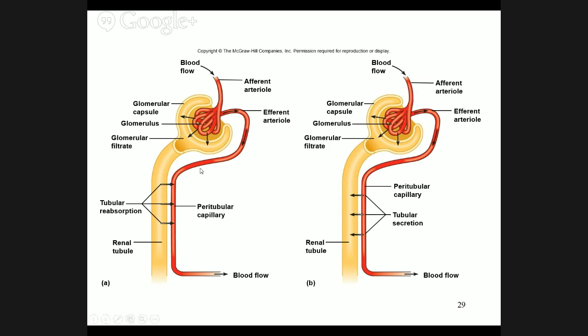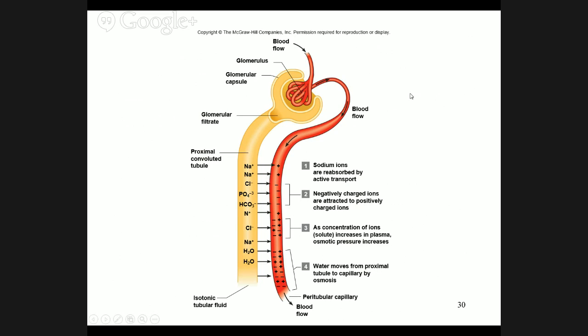And here they're showing blood flow into the afferent arteriole, fluid in the filtrate, and then tubular reabsorption in the peritubular capillaries. And also we have blood flow where you have the peritubular capillaries secreting into the tubule. And here's a slide that shows some of the things that are happening.